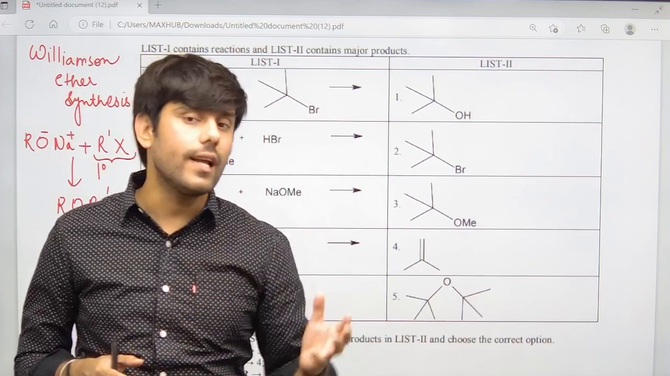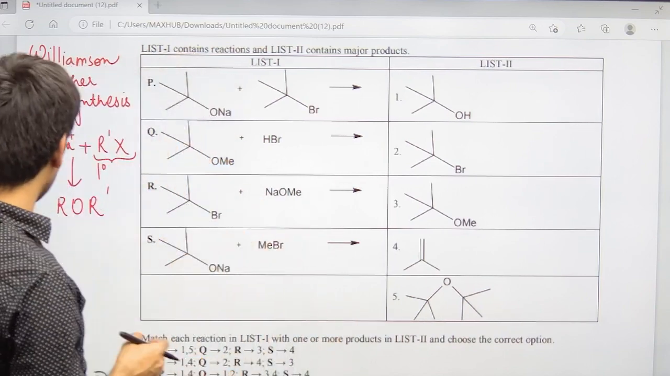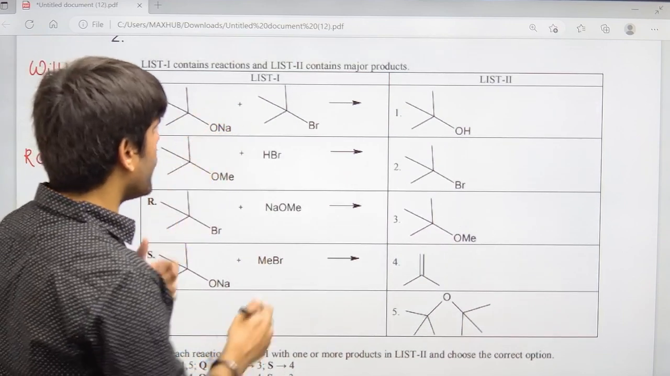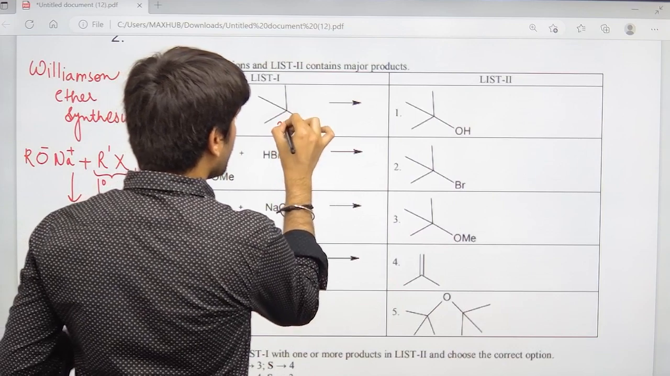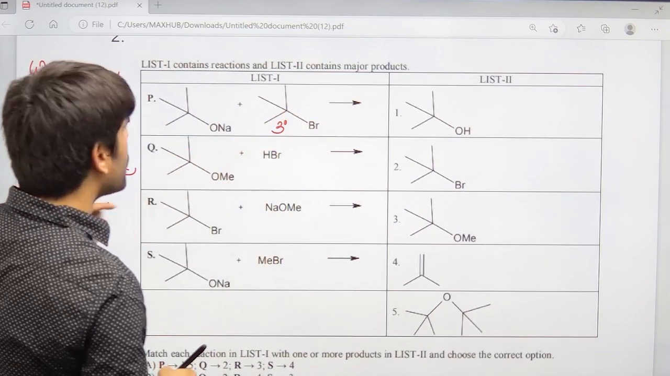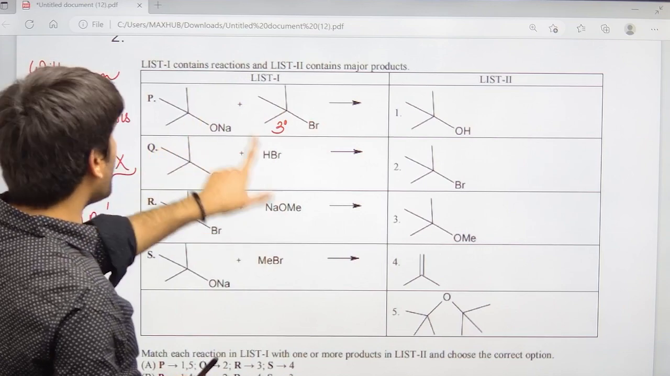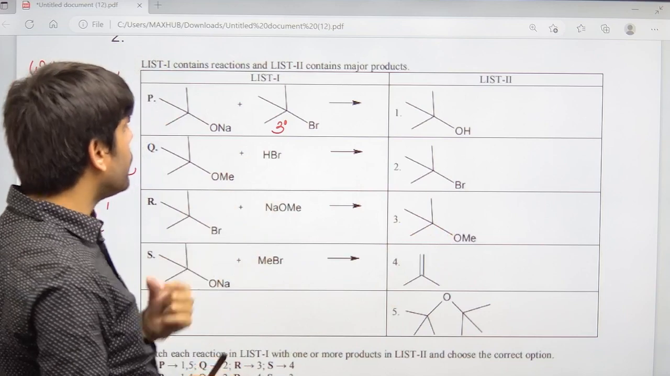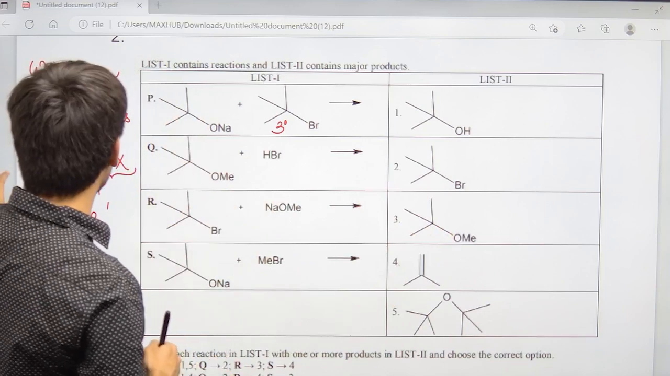Instead, you will get an elimination product, right? So for example, let us discuss the first one. You know that this is your 3 degree alkyl halide. So what will happen? You won't get an ether, just like this third one. Basically, we will get an elimination product, right?